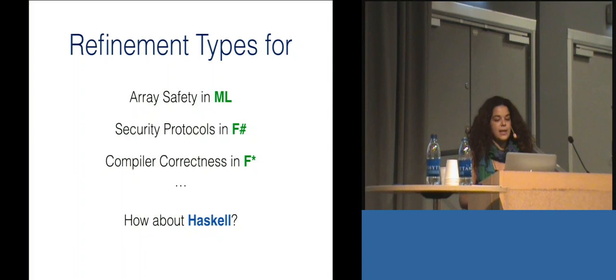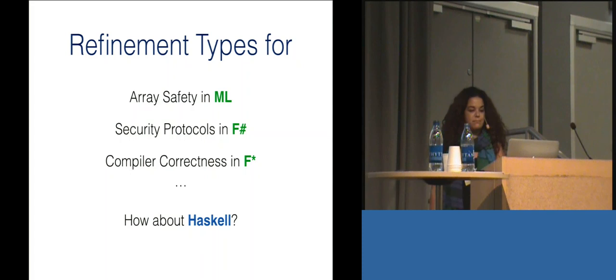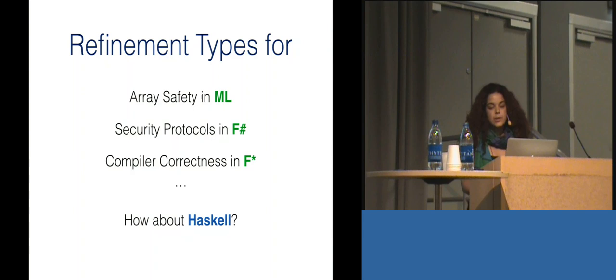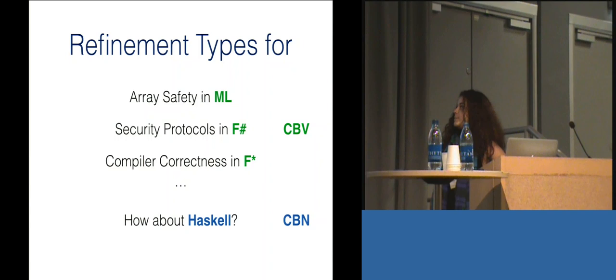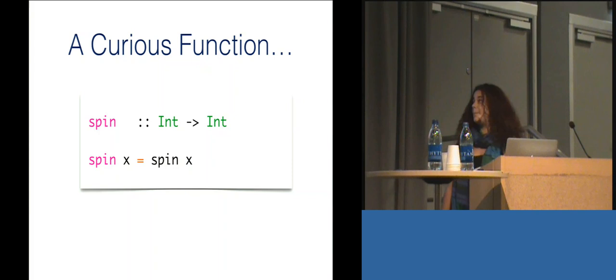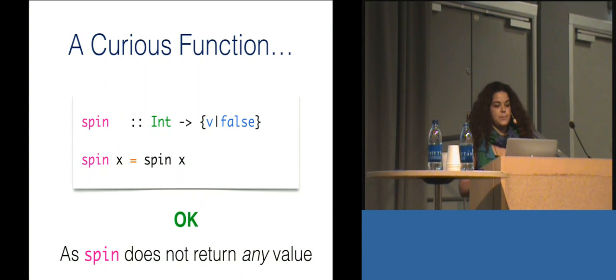So we said, given the expressiveness of refinement types, okay, let's build refinement types for Haskell. It turns out that this was a little bit tricky because all the languages that have refinement types implemented assume call by value evaluation, while Haskell has call by need evaluation. And to see why this makes a big difference, we define a function spin that recursively calls itself, and we refine the result type of spin with the predicate false, which means that all the values that spin returns satisfy the predicate false. This is okay because spin does not actually return any value.